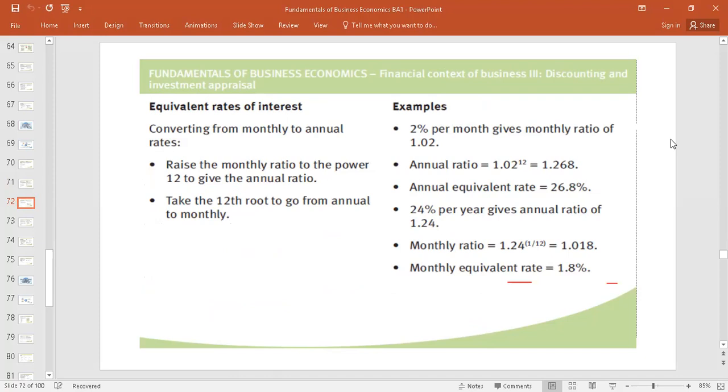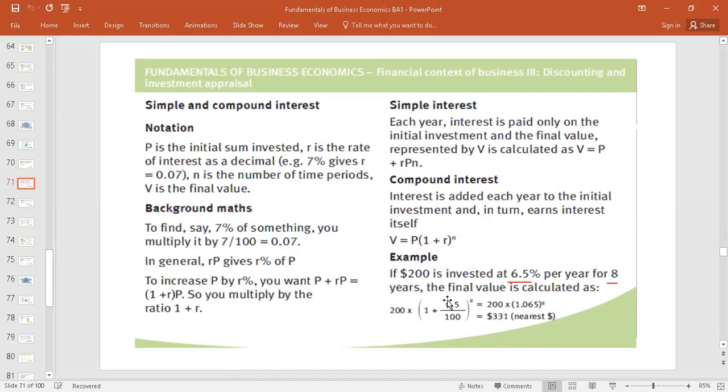We apply 6.5% for one year, for 8 years. But it is not necessary that interest is always paid per annum. Interest could be paid for any time period. It could be semi-annually, every 6 months; every quarter; or every month. So if that is the situation, how do we calculate? The equation is P into 1 plus R whole to the power of n.